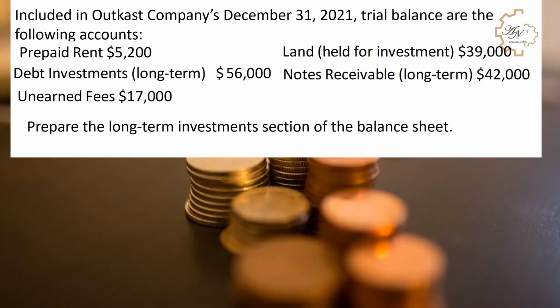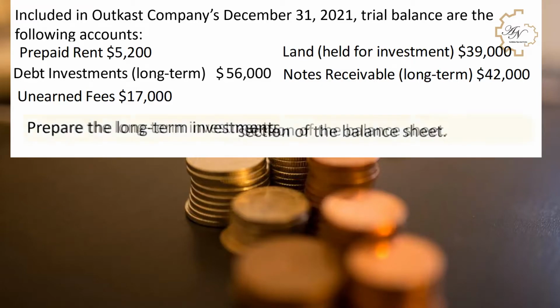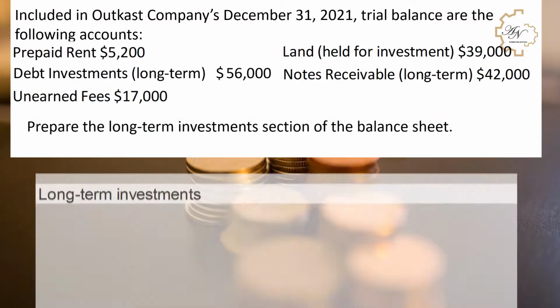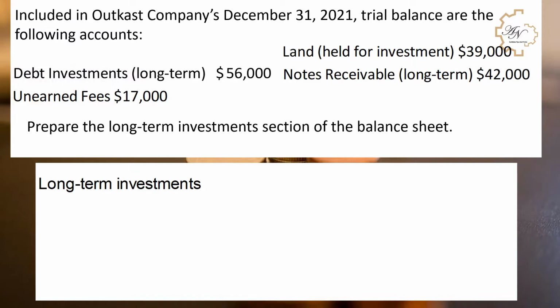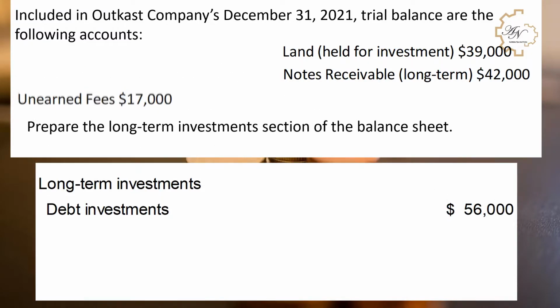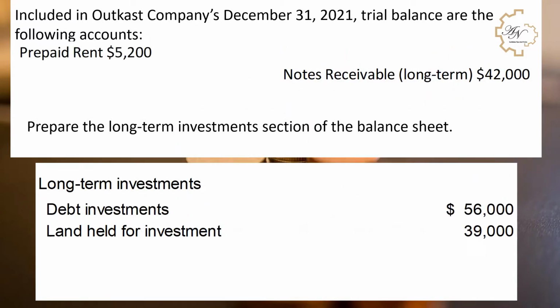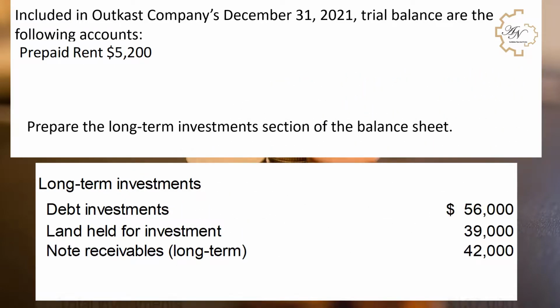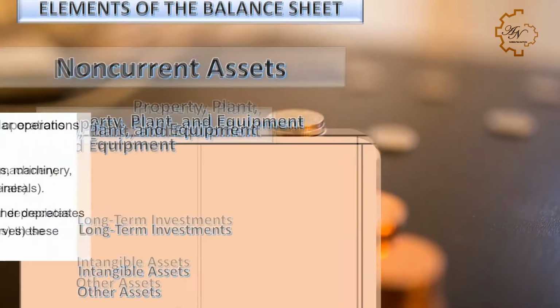Included in Outcast Company's December 31, 2021 trial balance are the following accounts, and the instruction is: prepare the long-term investments section of the balance sheet. Prepaid rent in the current assets. Debt investments long-term. Unearned fees in the current liabilities. Land held for investment. Notes receivable long-term. And the total is $137,000.